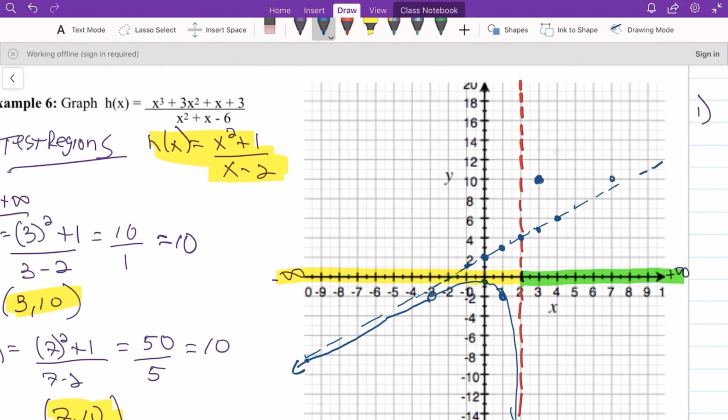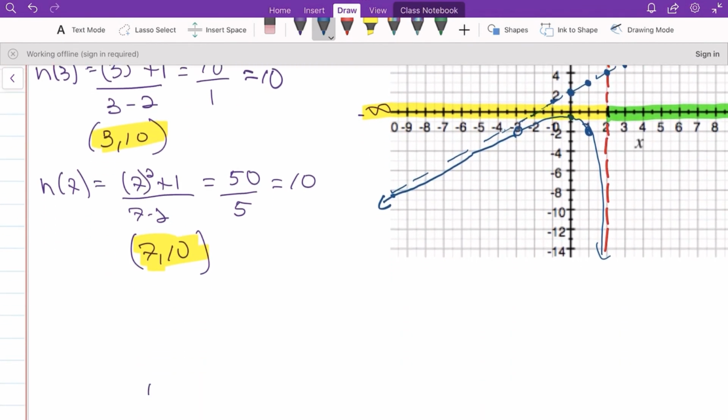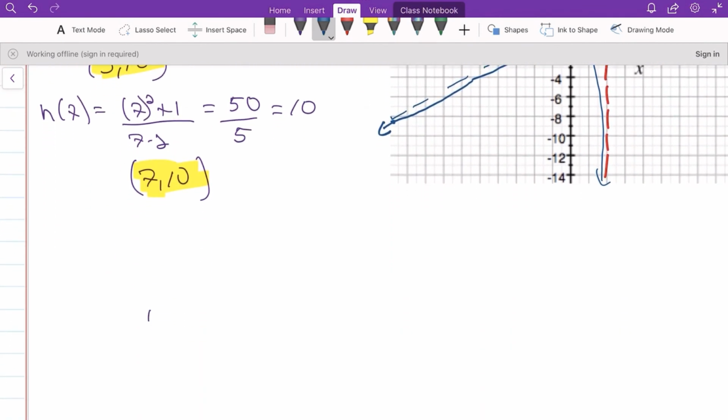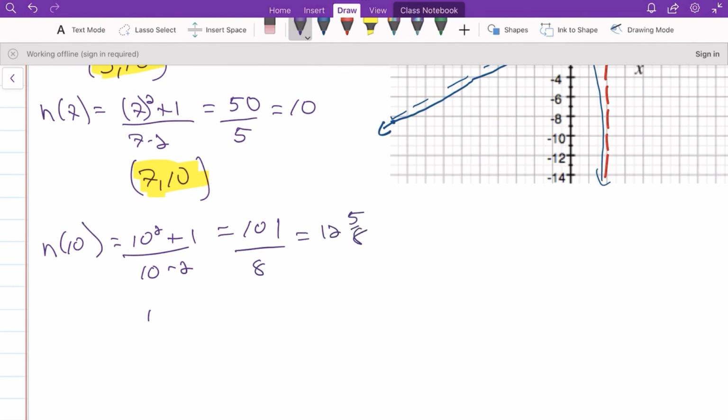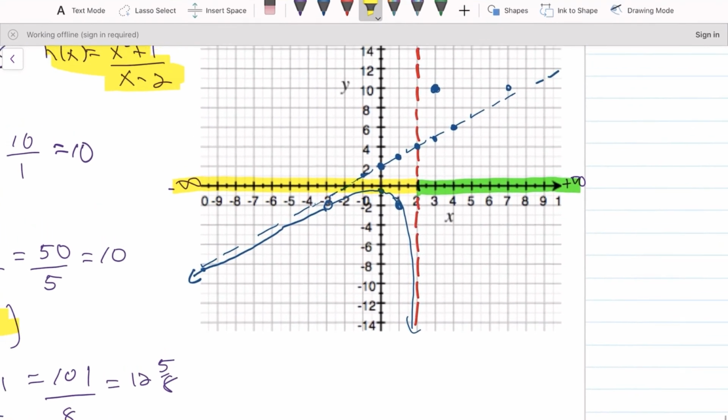Let's go out just a little further. I'm going to do one more test point. Let's go h of 10. And if I substitute a 10 in, we're going to have 10 squared plus 1 over 10 minus 2. So we're going to wind up getting 101 over 8, and this is going to give us 12 and 5/8. So we have the point (10, 12 and 5/8). Again, these numbers aren't the best. So we're at a little bit more than 12 and a half.